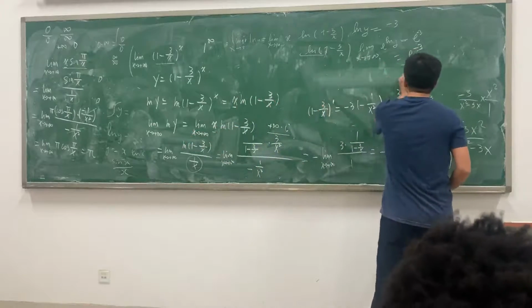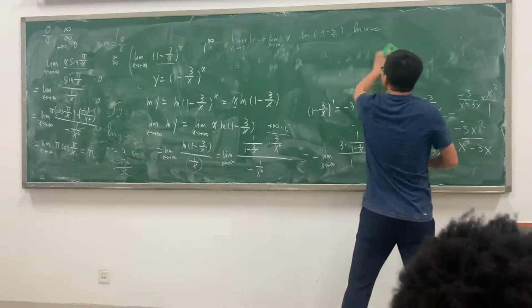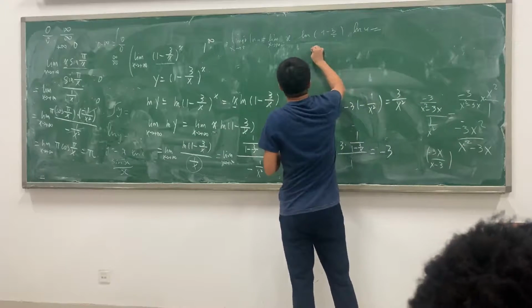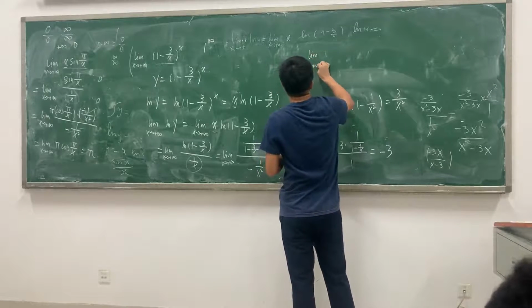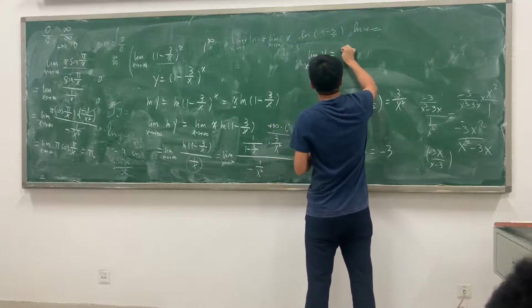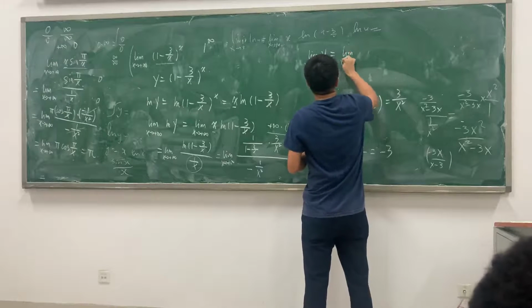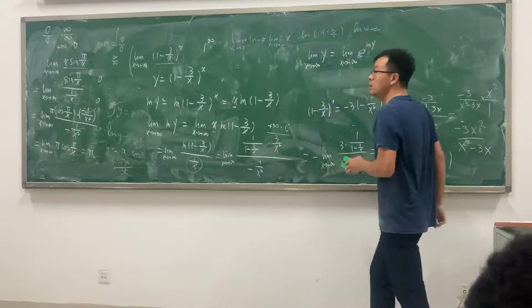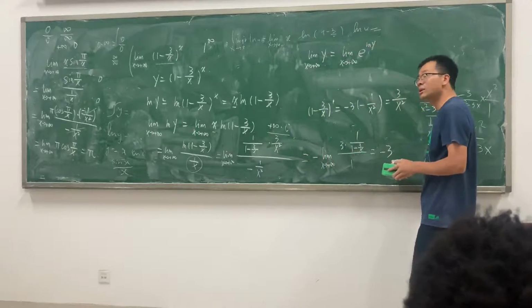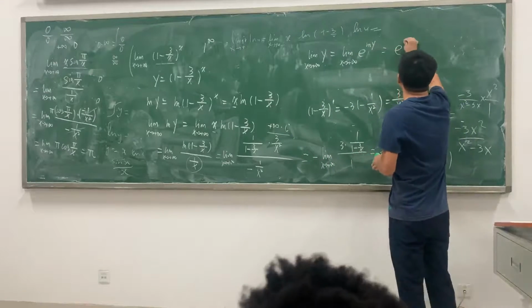So y, the limit as x approaches plus infinity of y, equals the limit as x approaches plus infinity of e to the ln y. Ln y approaches minus 3. So the result is e to the minus 3.